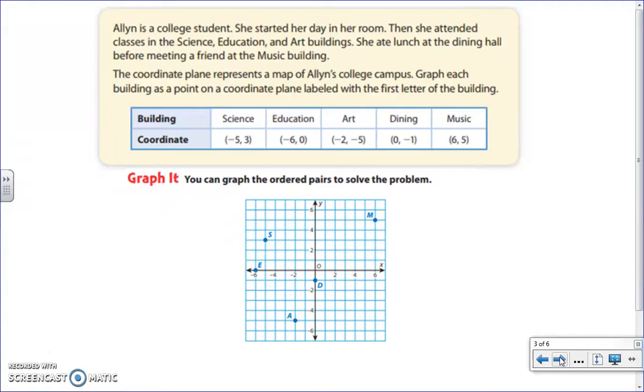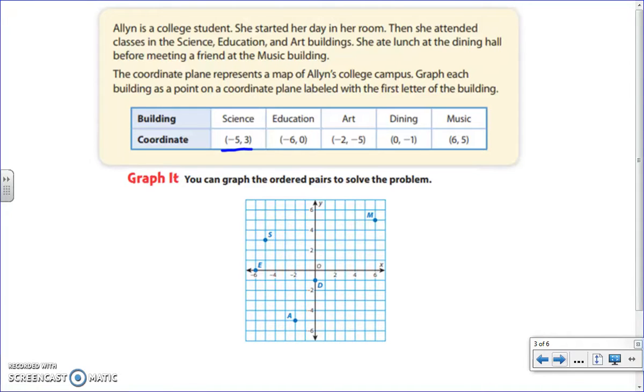And you can see that they did not graph her room, but if she started at her room, I'm assuming that that is the central location. And that's where all of these are plotted, assuming that the origin is her room. So all these places that she goes during the day are at these locations. It says you can graph the ordered pairs to solve the problem. Okay, so let's just go ahead and practice that.